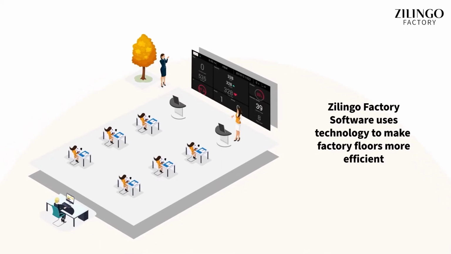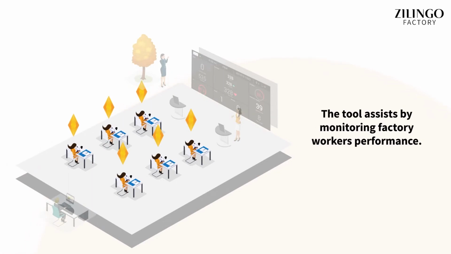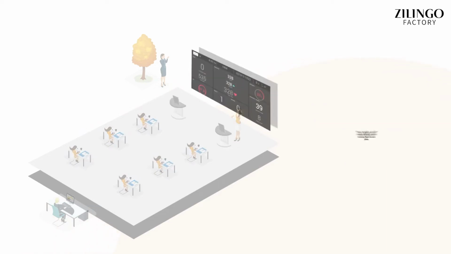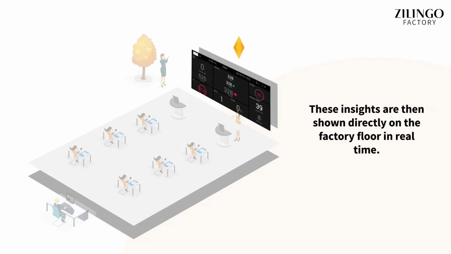Zilingo factory software uses technology to make factory floors more efficient. The tool assists by monitoring factory workers' performance. A QC manager assesses the garment quality and inputs the data directly into the software using a tablet. These insights are then shown directly on the factory floor in real time.